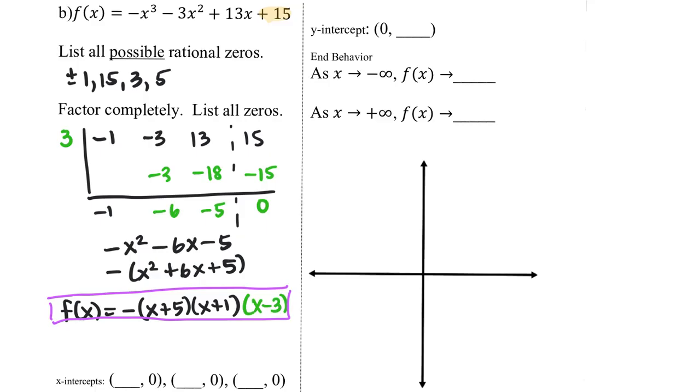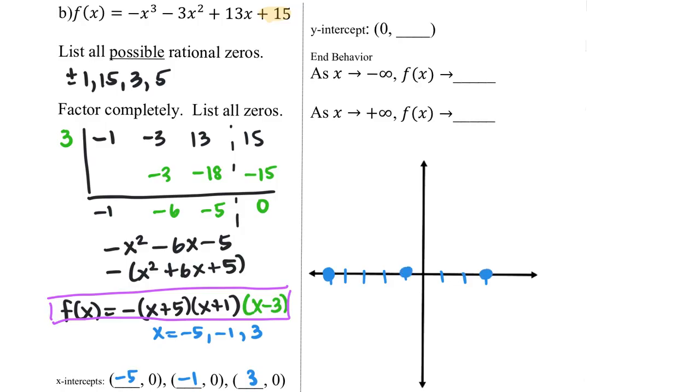So factored completely, my zeros are negative 5, negative 1, and 3, which means my intercepts are negative 5, negative 1, and 3. Okay, if they're small enough, I'll mark them. If they're too big, I just label them. But you need to do something to show that you actually are plotting them in the correct place. Okay, so negative 5, negative 1, positive 3.